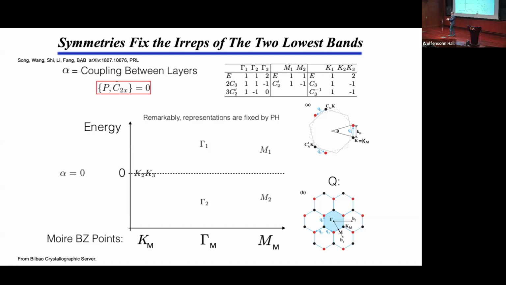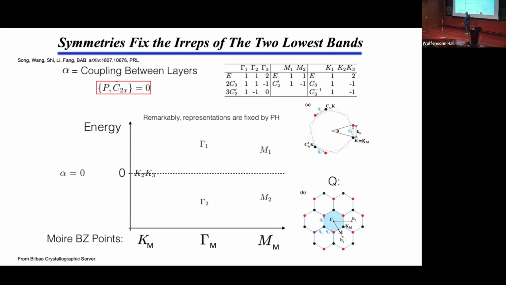Now, twisted bilayer has an extra symmetry, which is called C2x. Anyways, it doesn't matter. The point is that this particle-hole anti-commutes with C2x. And then you can immediately fix the representation. So these are two bands, right? They're general points of two bands. They move up. I haven't plotted bandwidth here, so this can be 1 milli-electron-volt if you want.